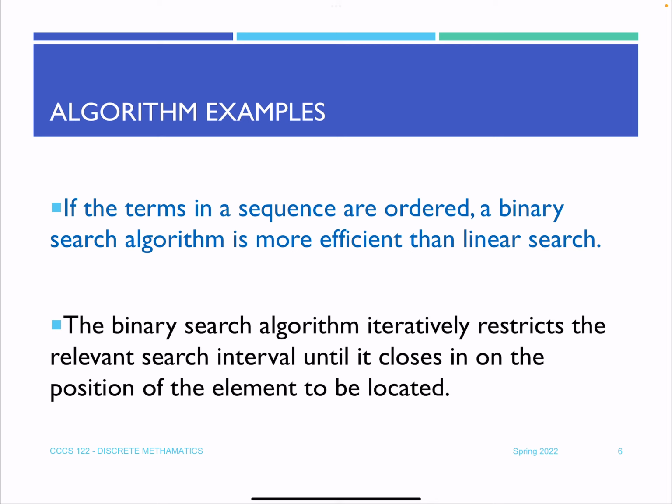Now, if the terms in an array are sorted, that affords us the option of using another, more efficient search algorithm. This one's called the binary search algorithm. The name binary means it has something to do with the number 2, so probably some kind of division by 2 or multiplication by 2. We'll see how that is appropriate here. The binary search algorithm is much more efficient than the linear search algorithm that we just saw. However, like I said, it does require that the terms in which we are searching are ordered.